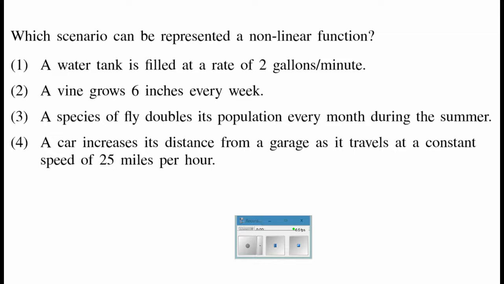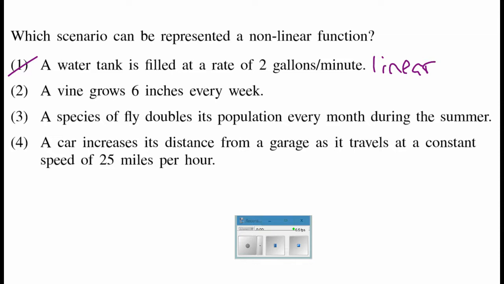Well, what makes a function linear is a constant average rate of change. Linear functions are based on repeated addition. We add that rate of change every time. So a water tank is filled at a rate of 2 gallons per minute. That says each minute we add 2 gallons. This is linear. That is not the answer, because that is definitely a linear relationship.